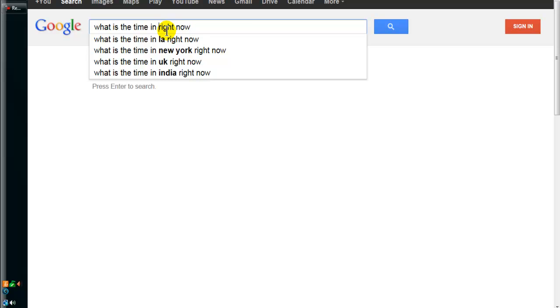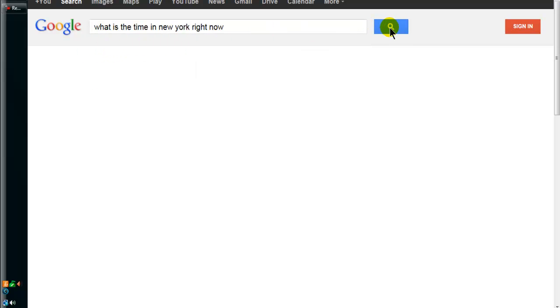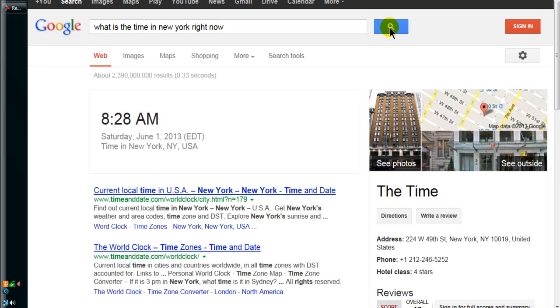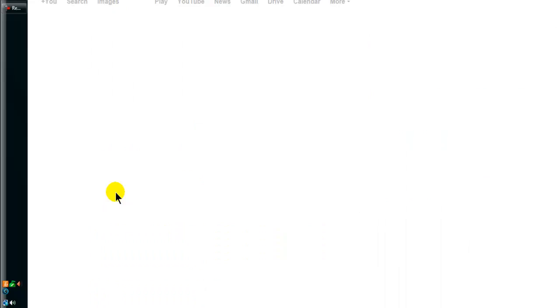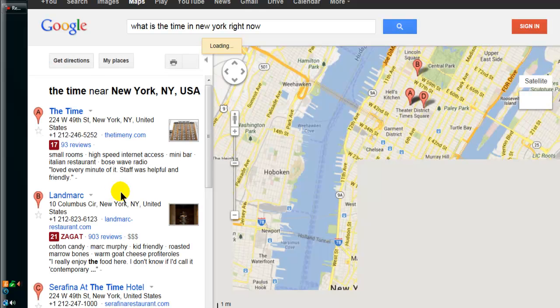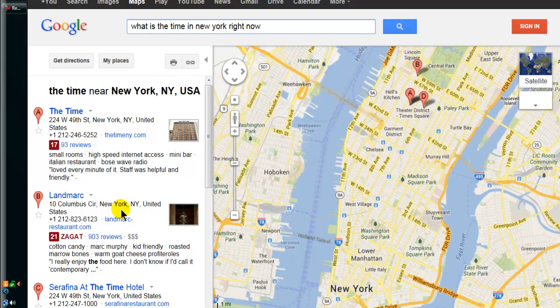If I type in, what is the time in New York right now, and I click on it, you will see that Google does a very excellent job and reveals the time in New York right now. So on Sunday night, you can go to Google and type in what is the time in Hong Kong right now. Or you can type in what is the time in London right now, because Hong Kong will open at 2 a.m. London time. And if it's 2 a.m., you know that Hong Kong is now open.